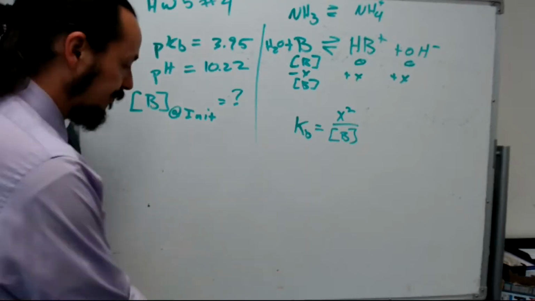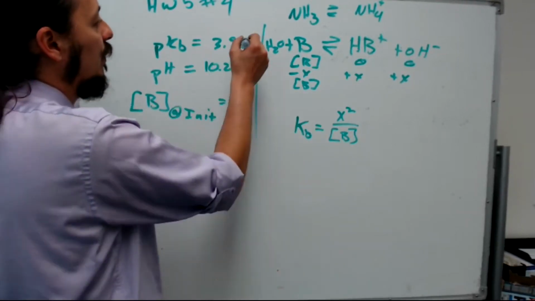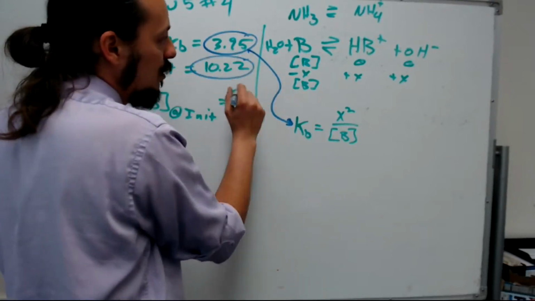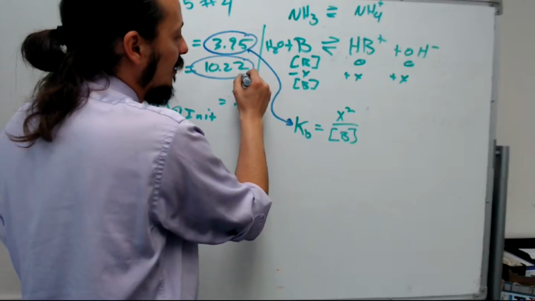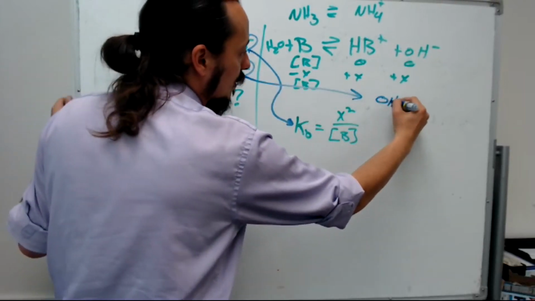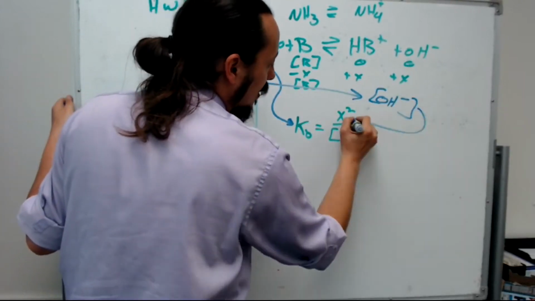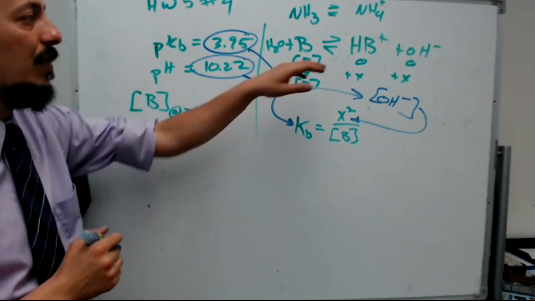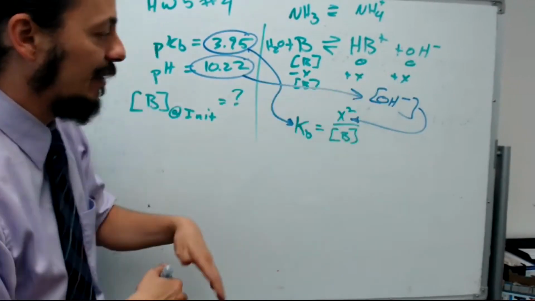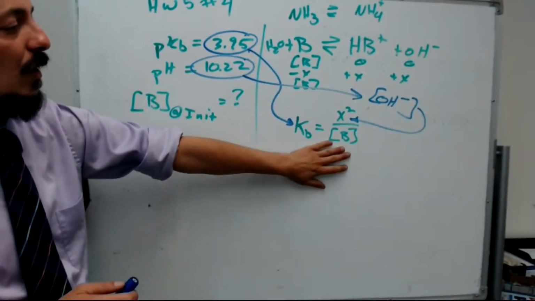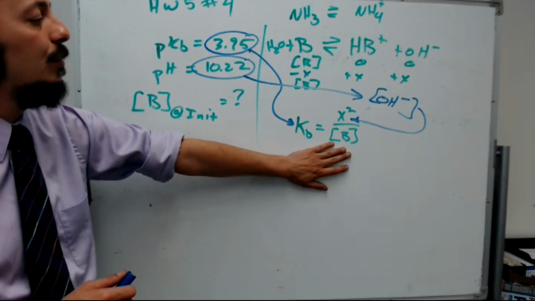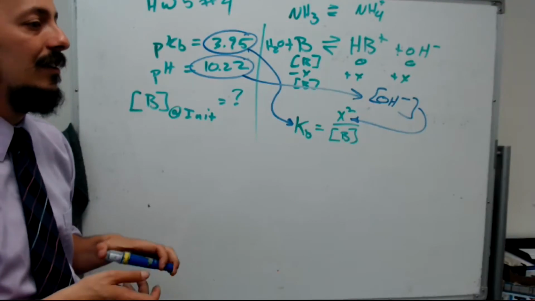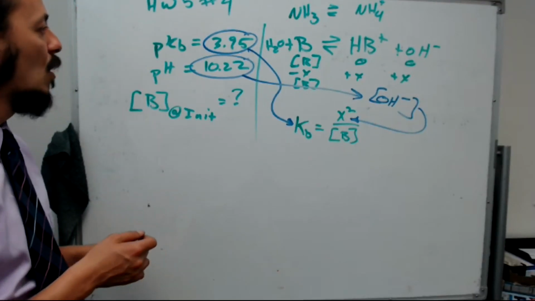Now, the catch is, we have to use the pKb to get our Kb, and we have to use the pH to get our OH minus concentration, which is going to be equal to X. Because OH minus is all from the dissociation, then you can solve. You're going to be able to solve for the concentration, and then part B asks you to solve for a new Kb with a given concentration. It just flips it. Okay? Okay, thank you.